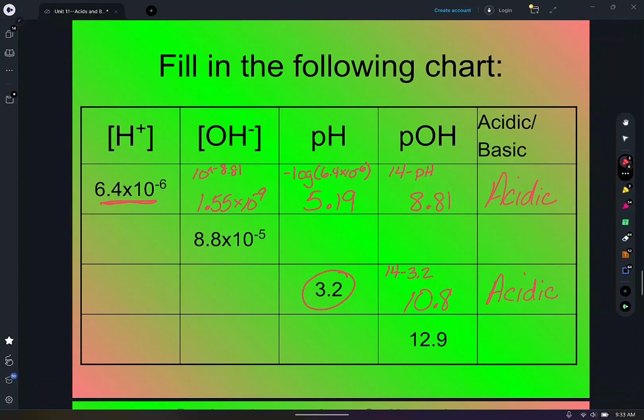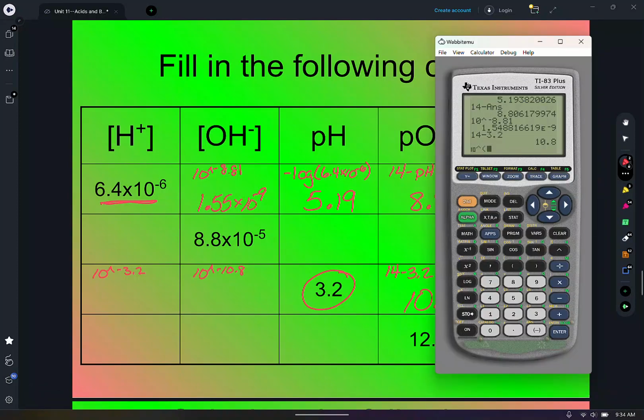It does not matter. Since I was given my 3.2 as my pH, I'm going to go to H plus first. I know by my chart that 10 raised to the negative 3.2 will give me my H plus. While I'm here, I might as well go 10 raised to the negative 10.8 for my OH minus from my pOH. Now I plug those into the calculator. Second log, or 10 raised to the negative 3.2, is 6.31 times 10 to the negative 4.